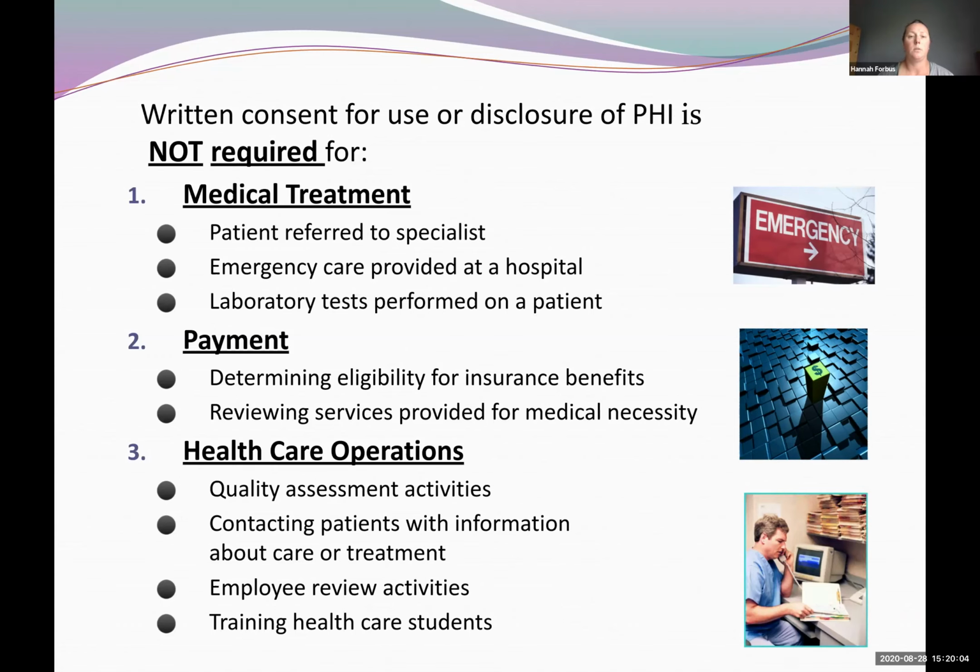So this means that your healthcare provider may give PHI to your insurance company to assist in determining your benefits or getting a prior authorization so that they can give payment. And reviewing services provided for medical necessities. So the insurance company may ask for additional information before they will pay for something. And then any healthcare operations in-house, such as quality assessment activities, contacting patients with information about their care or treatment, reviewing employee activities, and training healthcare students.